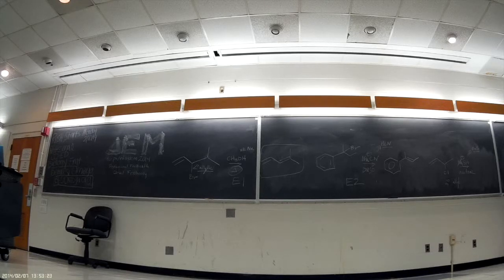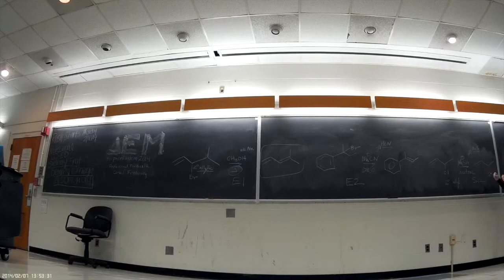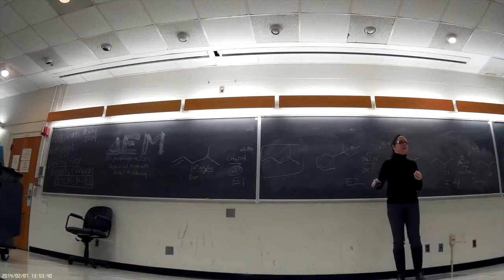SN2. SN2. SN2. SN2. This one's definitely hard. Definitely hard. Okay? We are going to make a decision tree right now. Let's make a decision tree. We're going to make a decision tree that houses our allylics and benzylics.